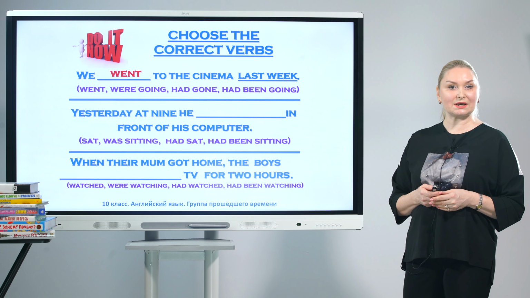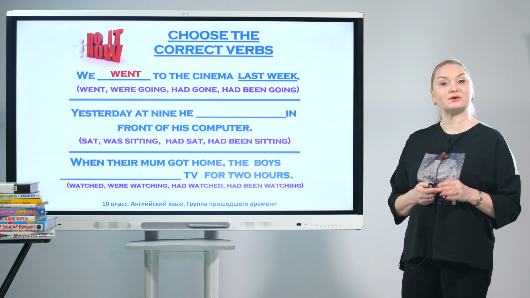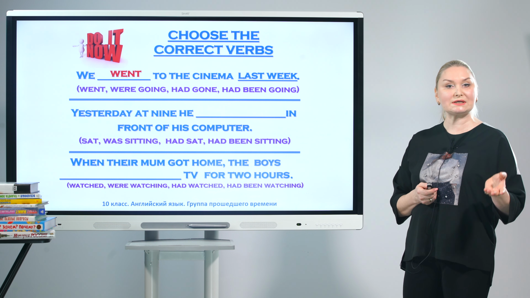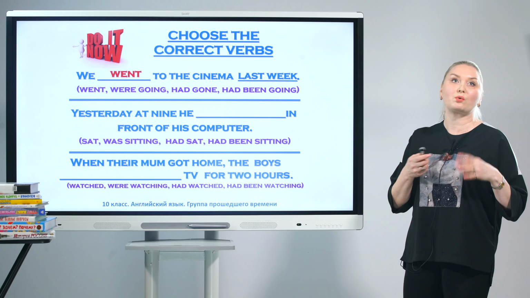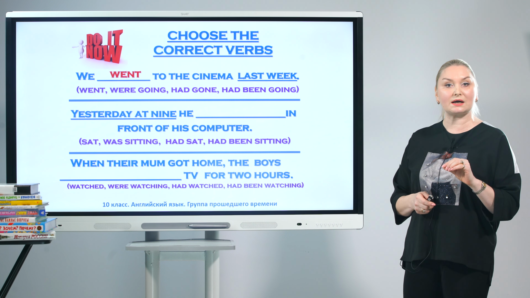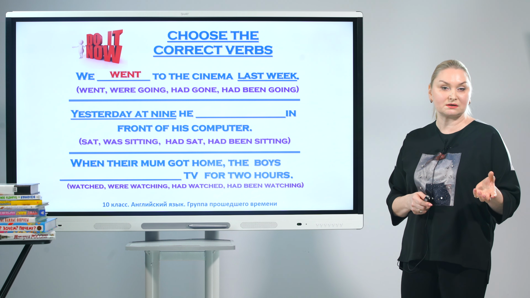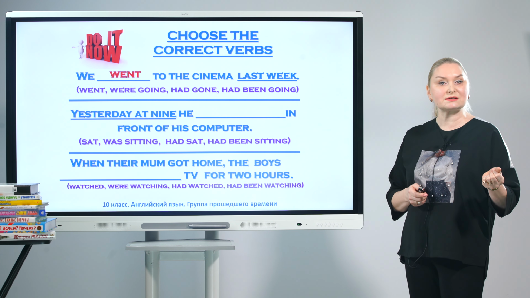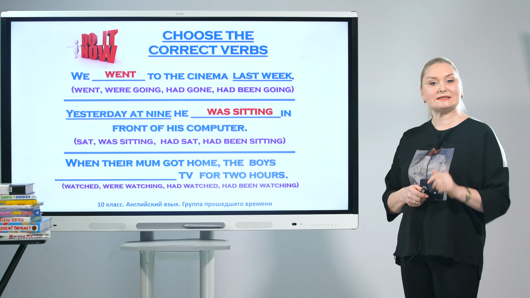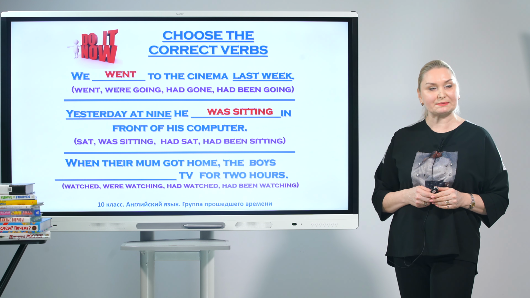The next, yesterday at 9, he in front of his computer. Will you try to guess which words are a hint for you, okay? So that's yesterday at 9. It's a kind of specific time in the past, you see? And which tense should be given there? Past progressive. So he was sitting in front of his computer.